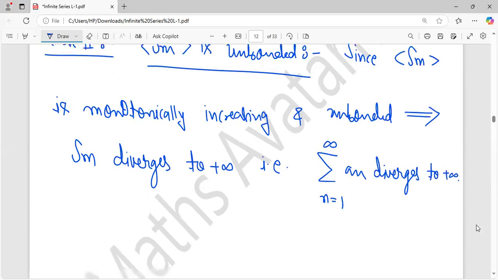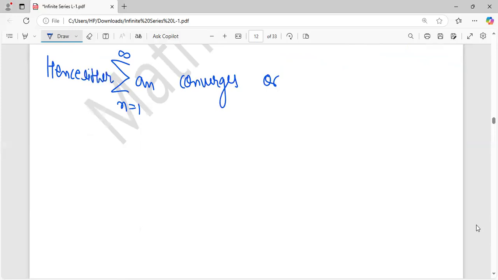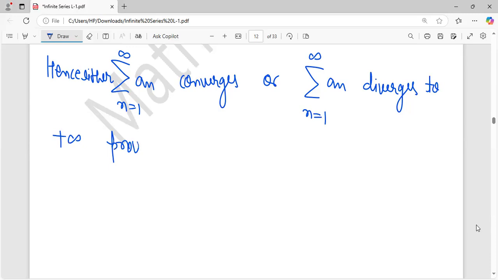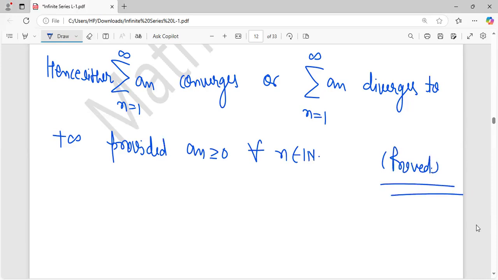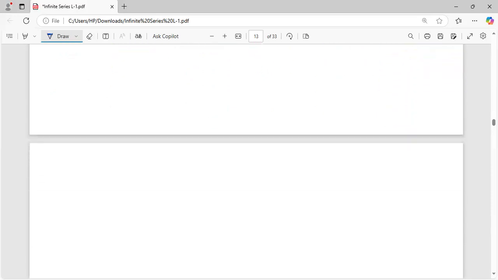So hence this series either converges or diverges to plus infinity, provided an is non-negative for all n belongs to N. So this is the proof. Okay.